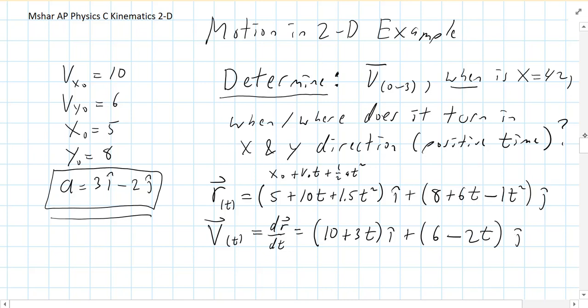By the way, if I took the derivative of that again, I would get 3 i hat minus 2 j hat, which is our acceleration. So we don't need to do that. We've already got it.